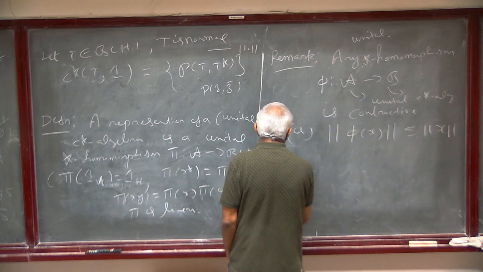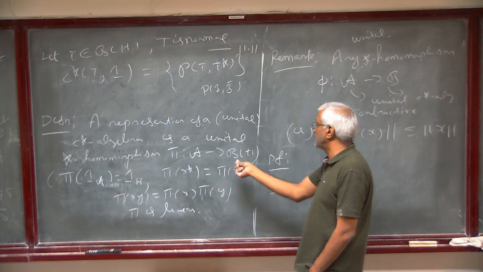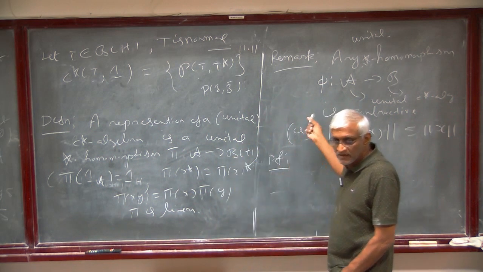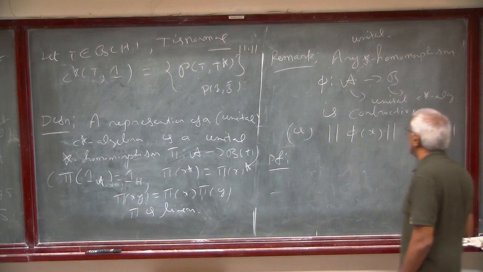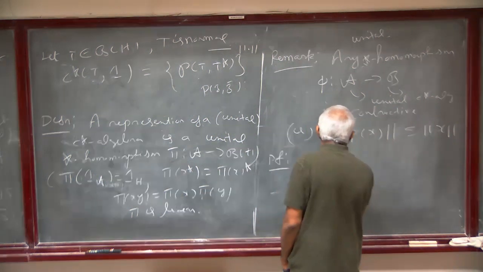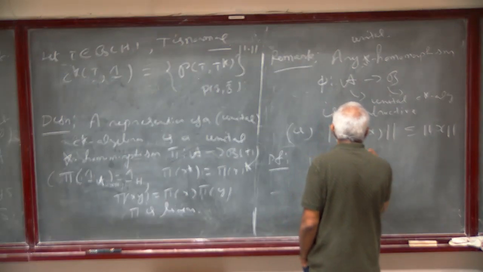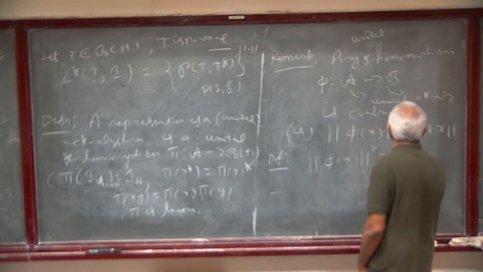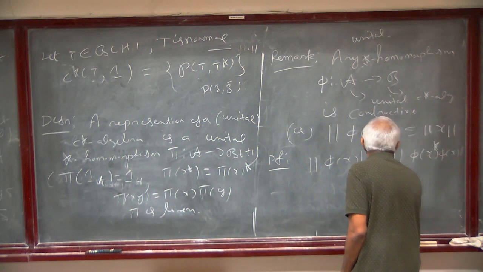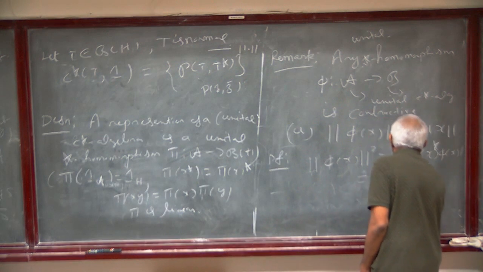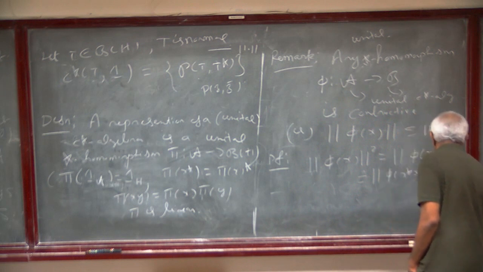Proof. So here we are taking the range C-star algebra to be B of H. This is true for any C-star algebra. Any star homomorphism is contractive. So norm of P of x squared we want to consider, which is equal to norm of P of x star P of x, by the C-star identity. And that is equal to, because it's a homomorphism, norm of P of x star x.